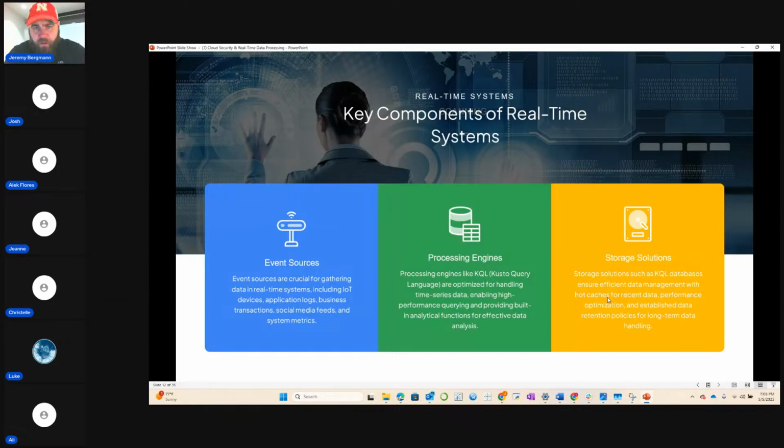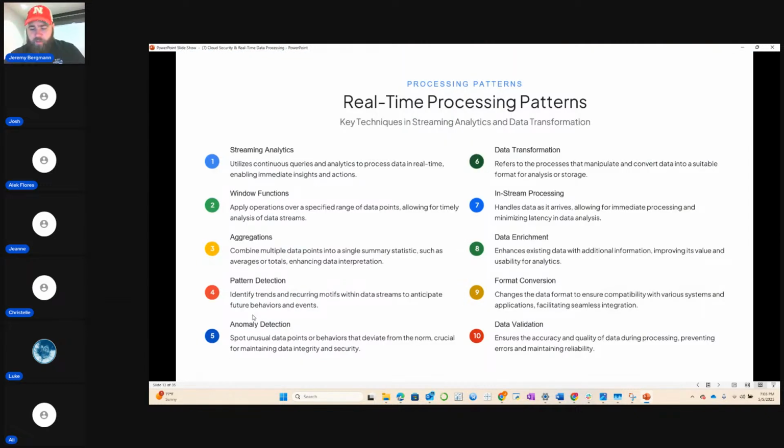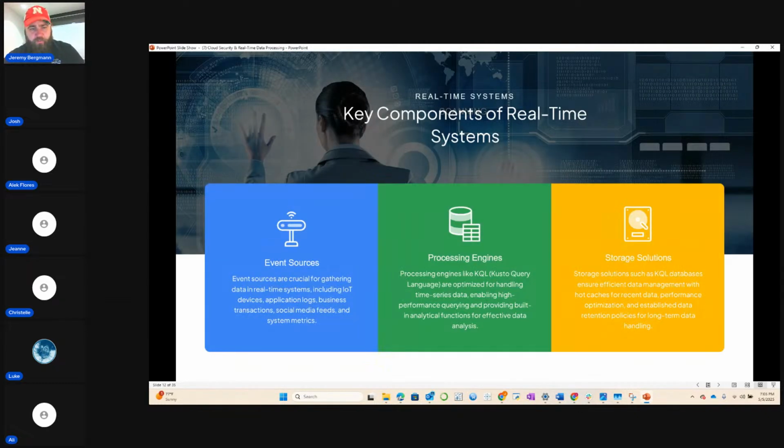Okay. So real-time systems. The key components of real-time systems are the event sources, the ones that are generating all that information, like IoT, application logs, transactional data. So things that are coming out of systems at basically real time. Social media feeds, system metrics. System metrics might be like your RAM or your CPU.